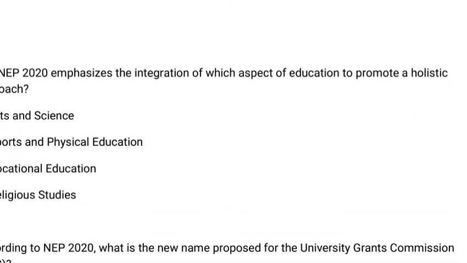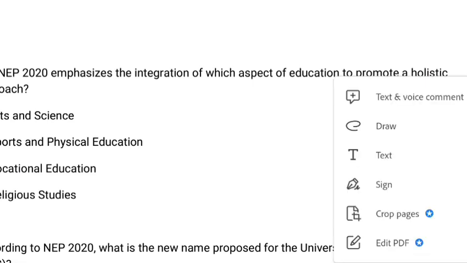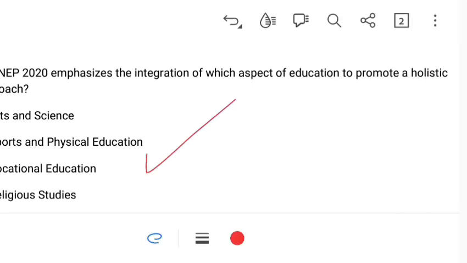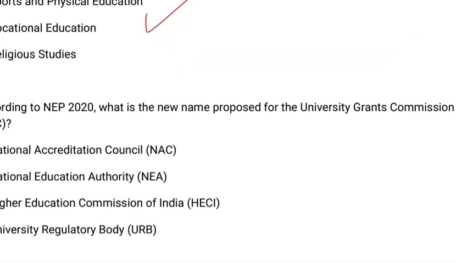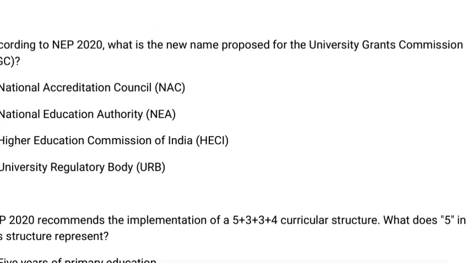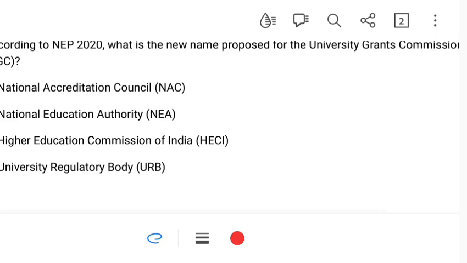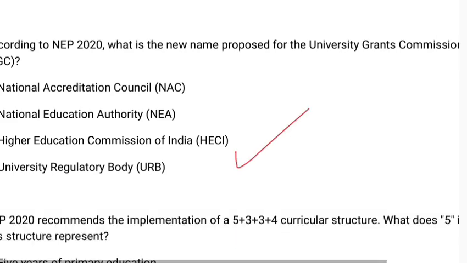Next, NEP 2020 emphasizes the integration of which aspect of education to promote a holistic approach? Arts and science, sports and physical education, vocational education, regional studies. It will be number B, that is sports and physical education, which were emphasized. Then according to NEP, what is the new name proposed for the University Grants Commission, UGC? National Accreditation Council NEC, National Education Authority NEA, Higher Education Commission of India HECI, University Regulatory Body URB. So the correct answer will be number C, that is Higher Education Commission of India, HECI. You must remember it.